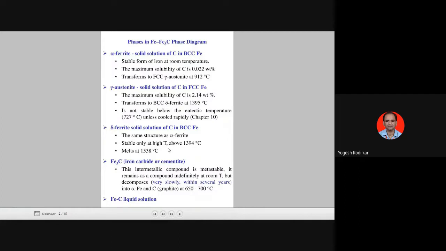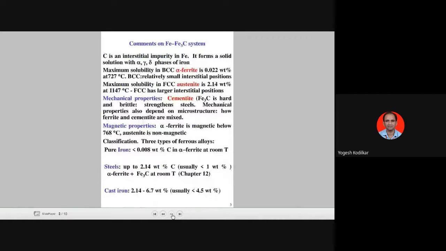There is Fe3C, iron carbide or cementite phase. This intermetallic compound is metastable. It remains as a compound indefinitely at room temperature, but decomposes very slowly, within several years, into alpha ferrite and carbon graphite at around 650 to 700 degrees Celsius. That is your iron carbon equilibrium diagram.